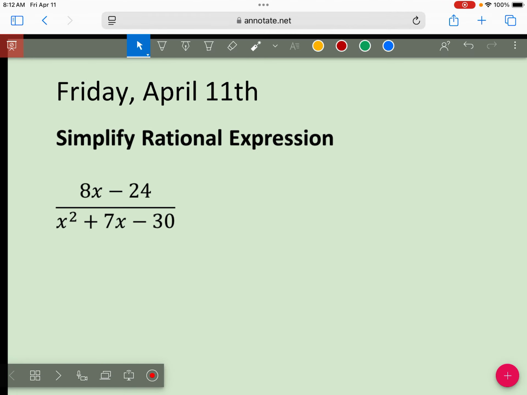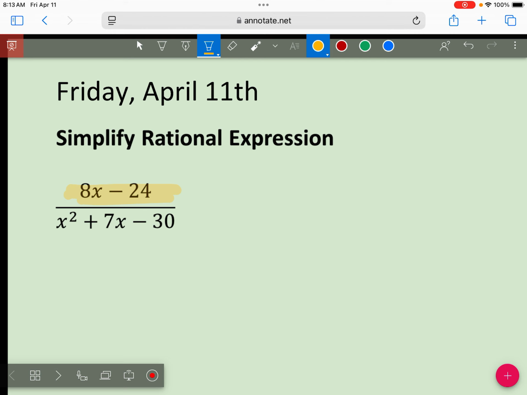In our numerator, the only thing we can do is remove a GCF. That's all we can do with this one. What do you think our GCF would be? 8 and 24 have a lot of common factors. We can divide them both by 2. We can divide them both by 4. But what else can we divide them by?